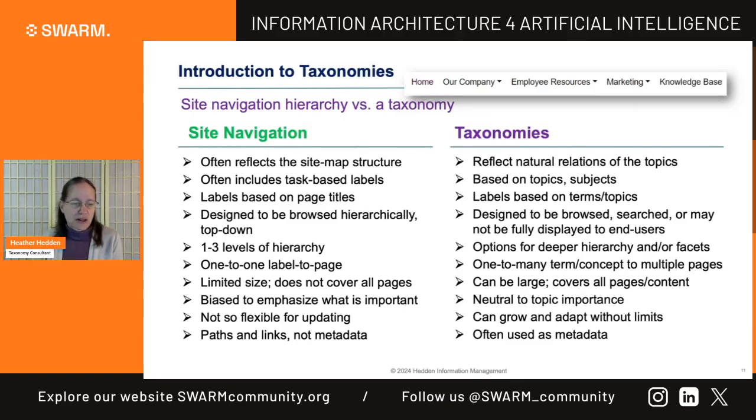So a site navigation, therefore, is also more limited in size. It doesn't cover all the pages. As I said, you then go on from a landing page and have to navigate more, where the taxonomy does cover everything, all pages, all content. Site navigation could be biased, whereas a taxonomy is more neutral to topic importance. Site navigation is not so flexible to update. If you want to change that navigation, a taxonomy can grow and adapt without limits. And finally, a site navigation is more about paths and links, not metadata, whereas taxonomy most often is used as metadata.